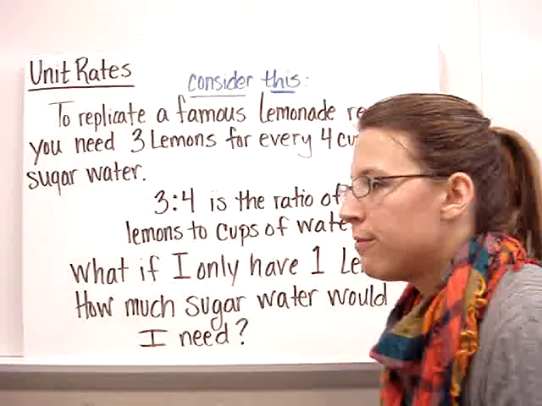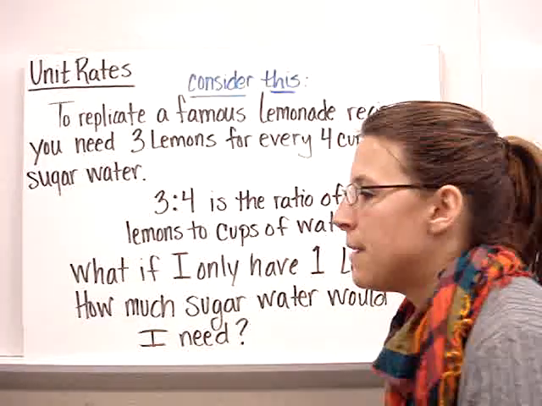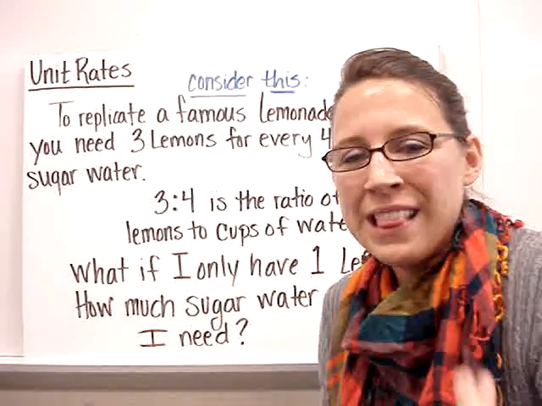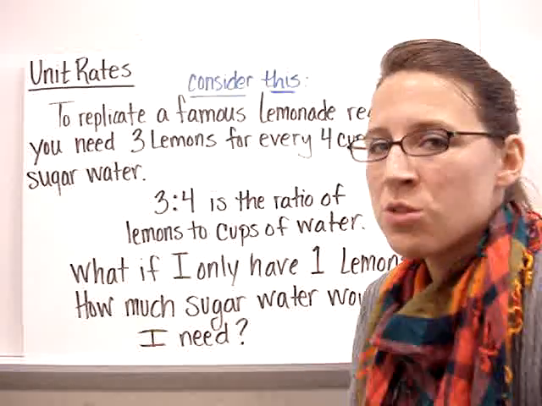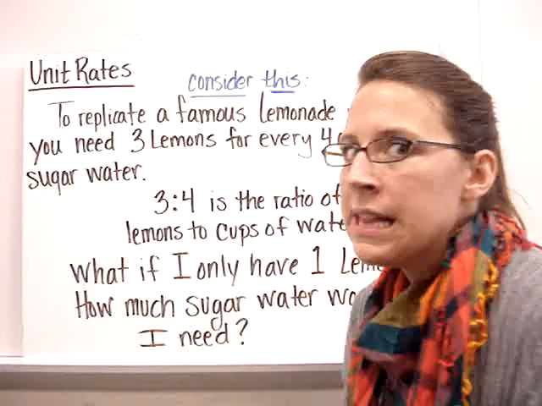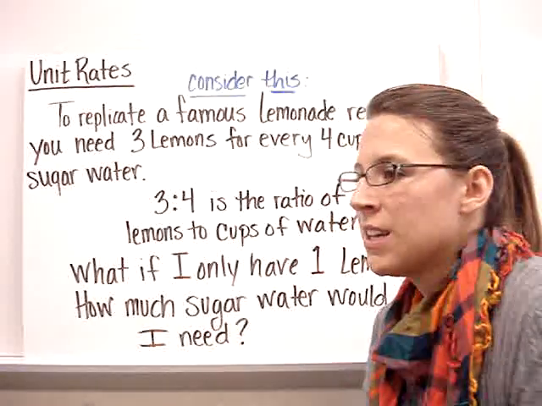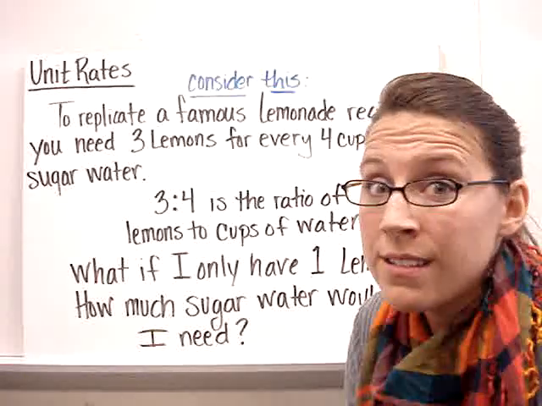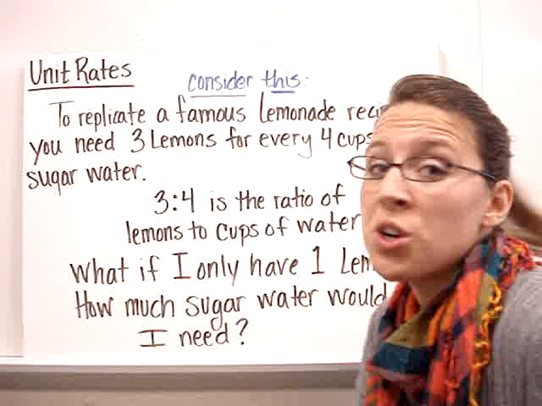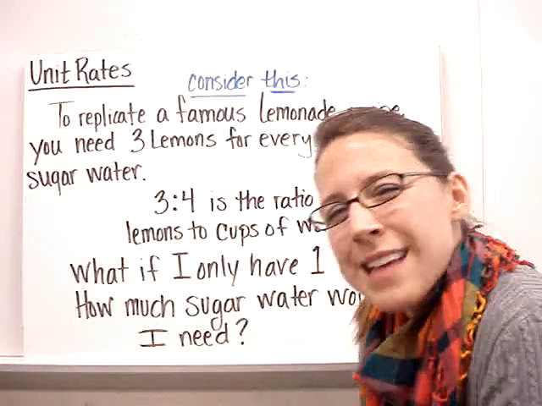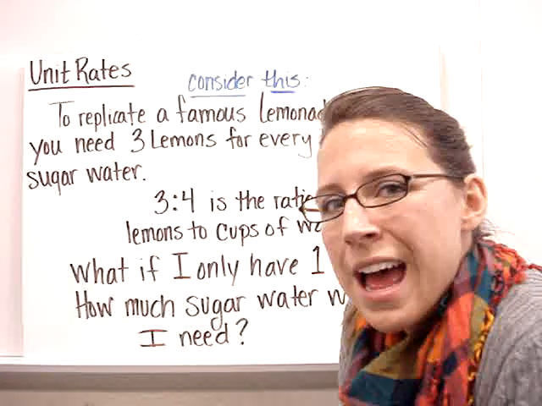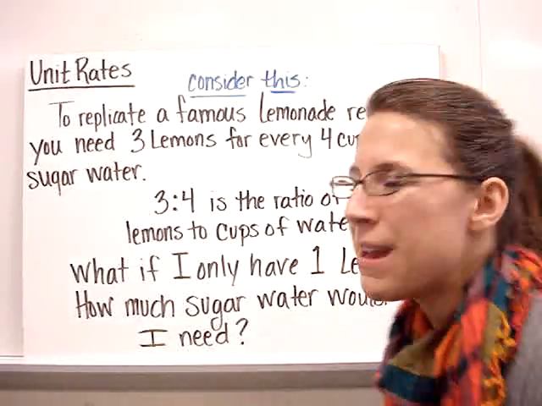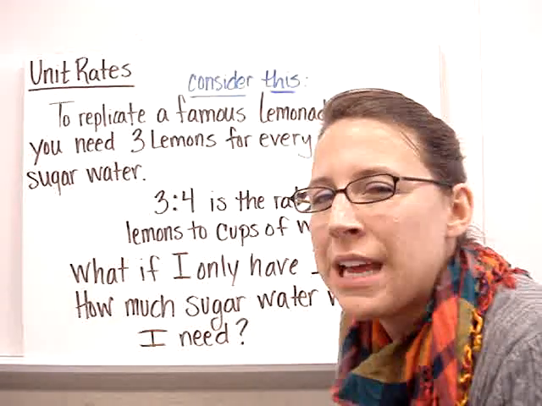But what if you want to replicate this recipe? You have sugar, you have water, but 1 lemon. You can't get a ride to the grocery store. You really want the lemonade. What happens to the recipe? Is 1 lemon and 4 cups of sugar water going to give you the same taste of lemonade? I don't think so. So what if I only have 1 lemon? How much sugar water would you need?